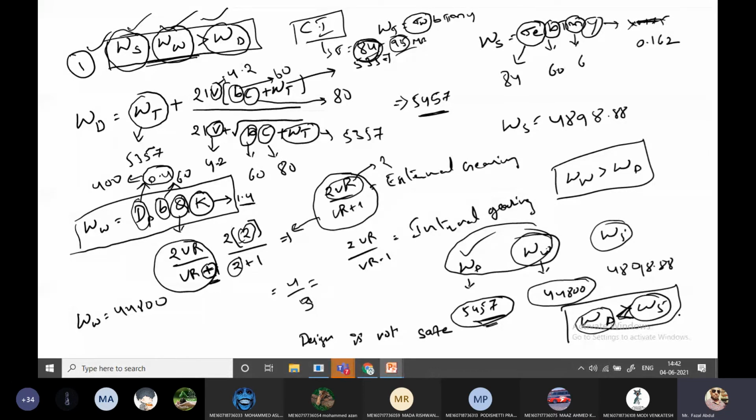If we see this statement I have written on the screen, if it happens like this, pitting failure of the gear teeth is overcome. There are three failures in a gear, and this condition is used for pitting failure. If we satisfy this condition, we are overcoming pitting failure. But all the values we calculated should be in a safe condition.